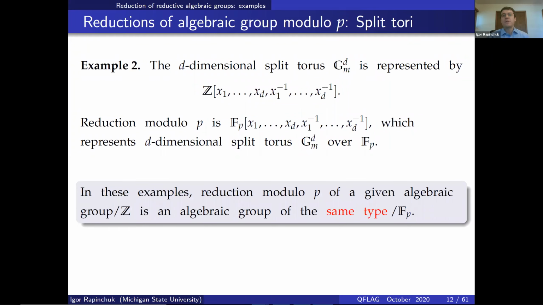Now the common feature that I'd like to emphasize in these two examples is that in both cases, our groups have a nice integral structure, which we can then reduce modulo p to obtain an algebraic group of the same type over the finite field Fp. Okay, so these are the good cases. The next two examples, however, illustrate examples of a different nature.